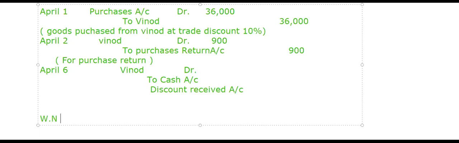Working note. Purchases are valued at 36,000 minus return, that is 900. That gives us 36,000 minus 900, which will give us the amount 35,100. Now the cash paid to Vinod.